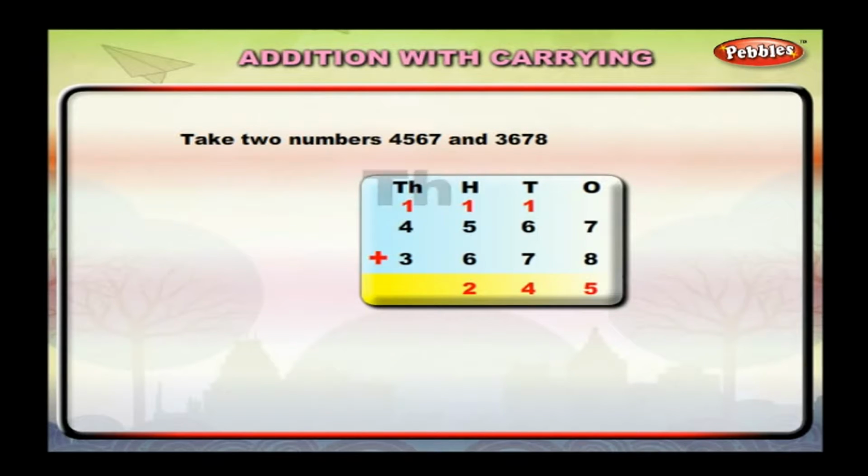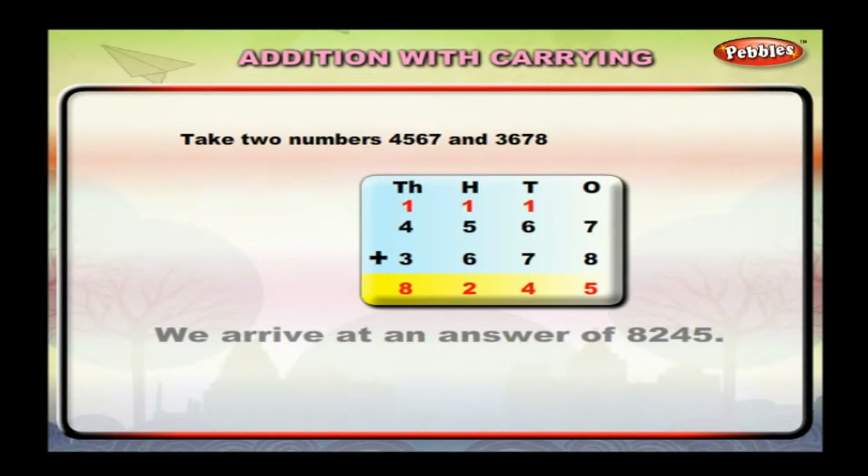Now add thousands. 4 thousands plus 3 thousands plus 1,000, which was carried over. We get 8. Now write 8 below the thousands column. We arrive at an answer of 8,245.